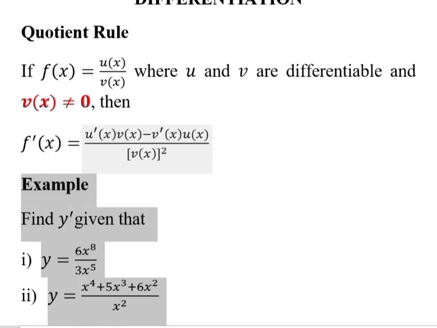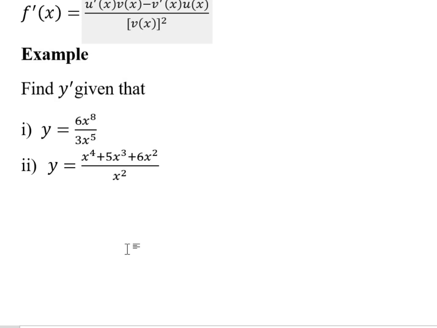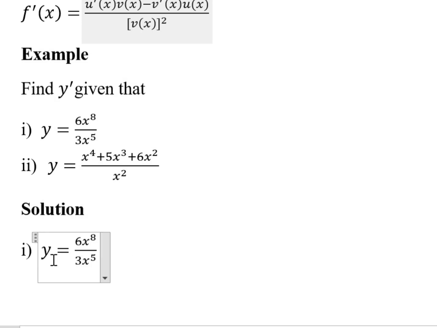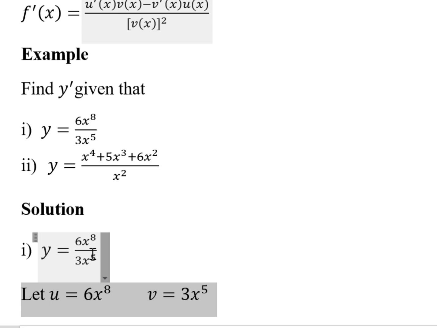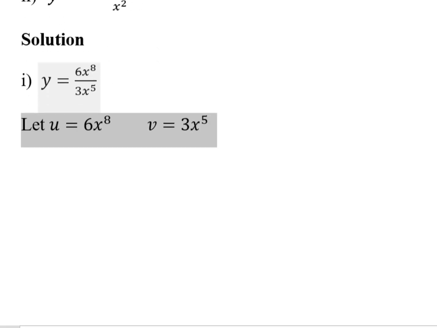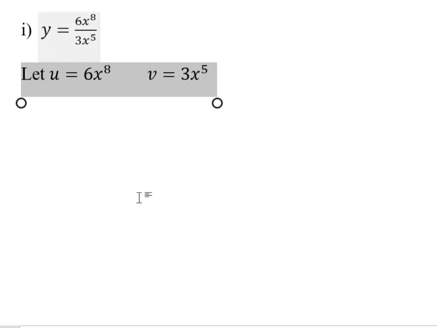Example, we have two examples here. So starting with the first one, you realize that y is written in terms of two subfunctions, which are 6x raised to power 8 and 3x raised to power 5. The relationship between these two subfunctions is a division sign, because over means division. That means we shall use quotient rule. Now we start by splitting this into two parts. We say let u be equal to the function that is on the numerator side, and v be the function on the denominator side.